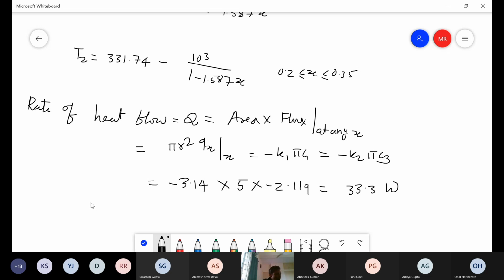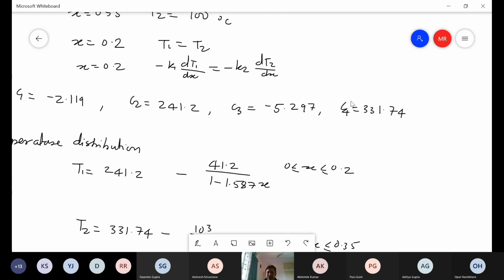Now let's move to part C. In part C, what has been asked is we have to calculate the heat flux at the open end of layer 2, isn't it? So heat flux, I can go back and just check.